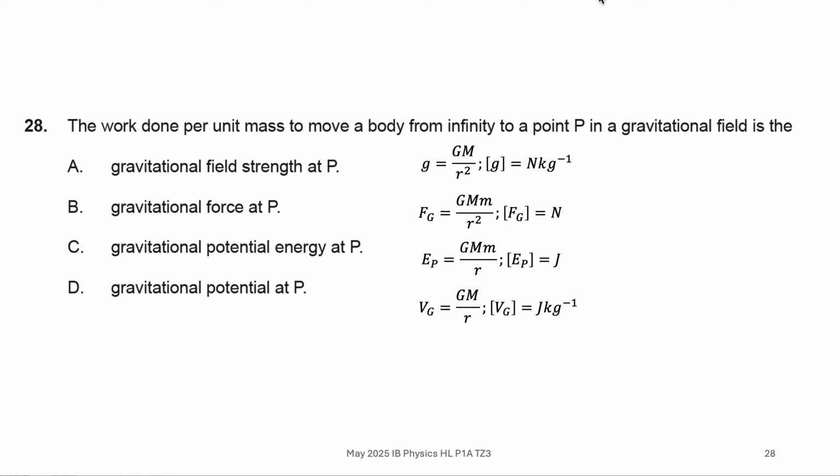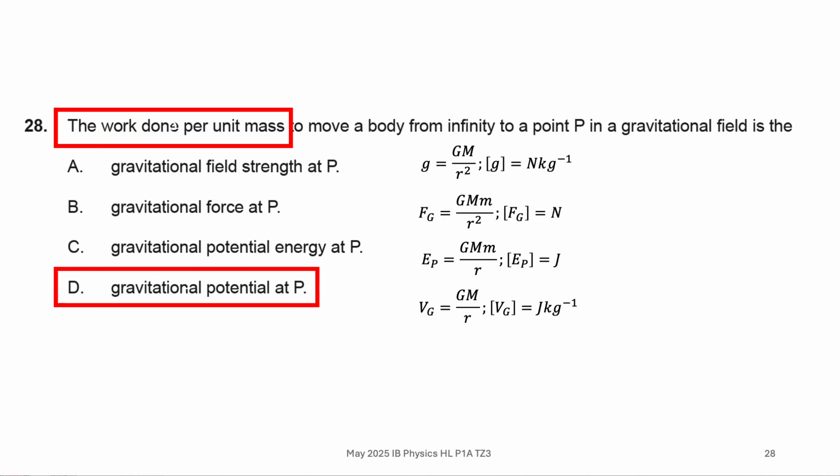That's because the answer is V. V is the gravitational potential. It's given by GM over r, okay, and we've got this joules per kilogram, and that is why our answer here is D.